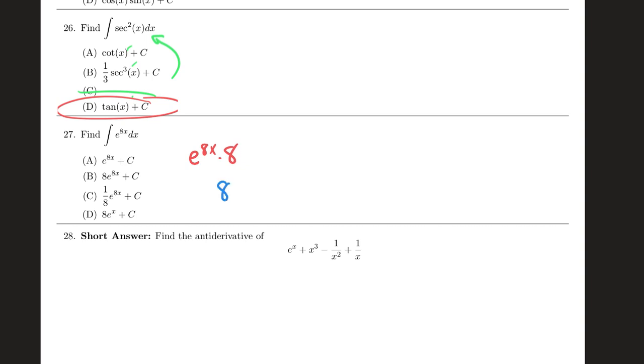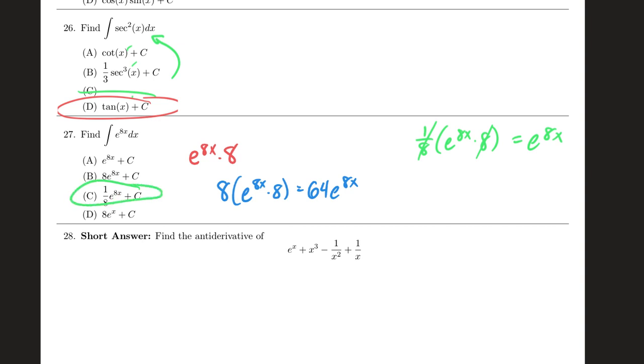B, the 8 is going to stay, and we just saw the derivative of e to the 8x is 8 e to the 8x, so that's 64 e to the 8x. That's not right. C, the 1/8 is going to stay, and we just saw the derivative of e to the 8x again. Here, they cancel, and we just get e to the 8x. So C is going to be the right answer. And D would just be the derivative of 8 e to the x is 8 e to the x, and that's not right either.